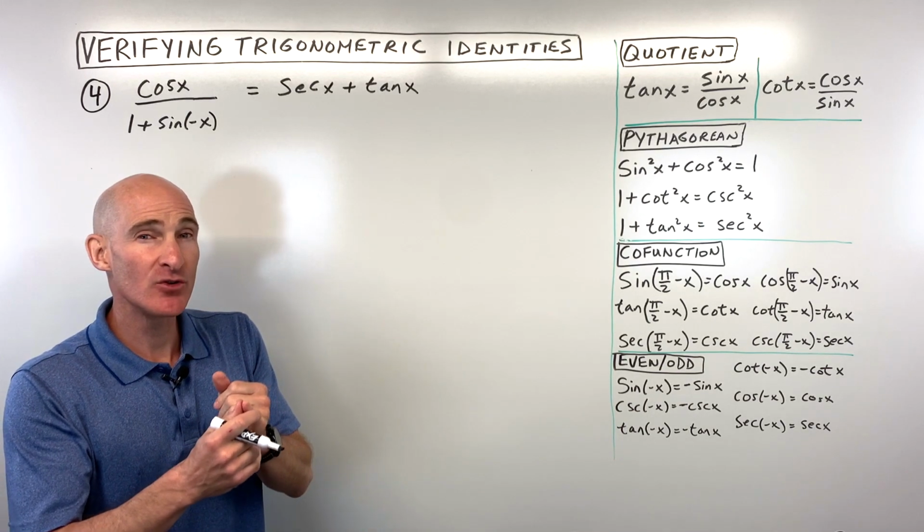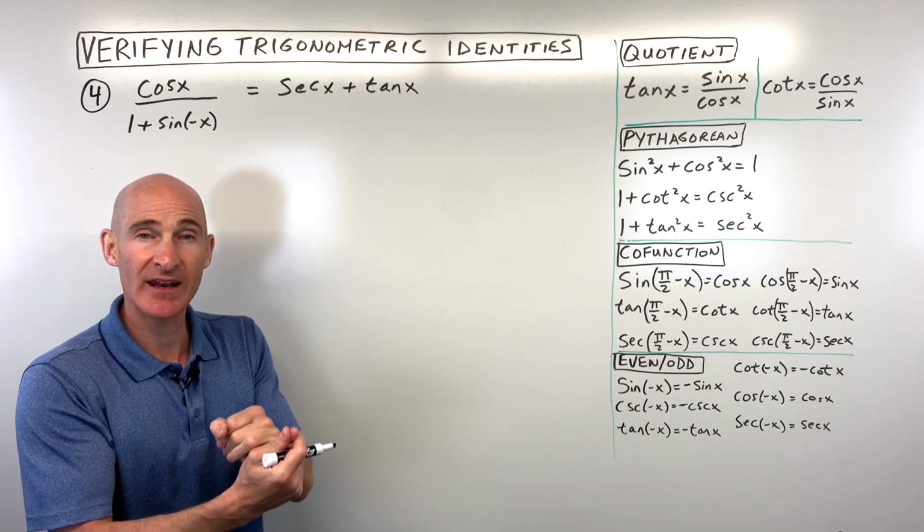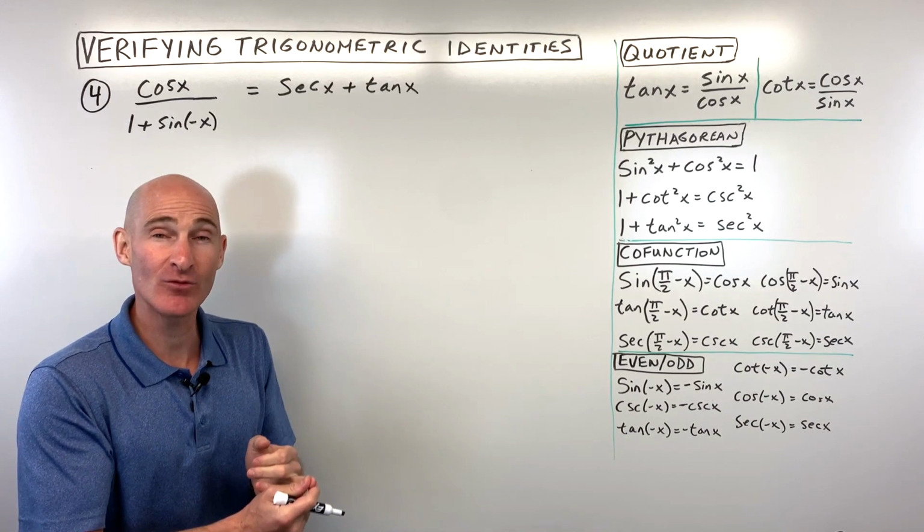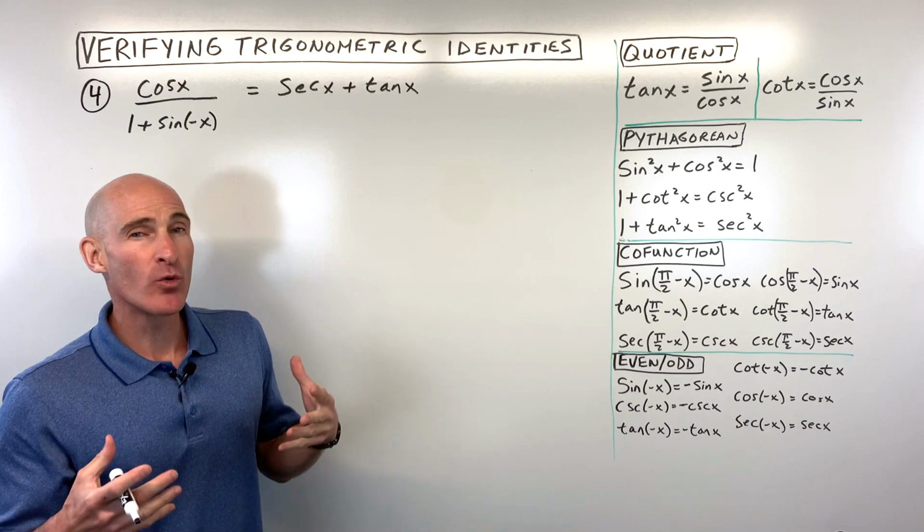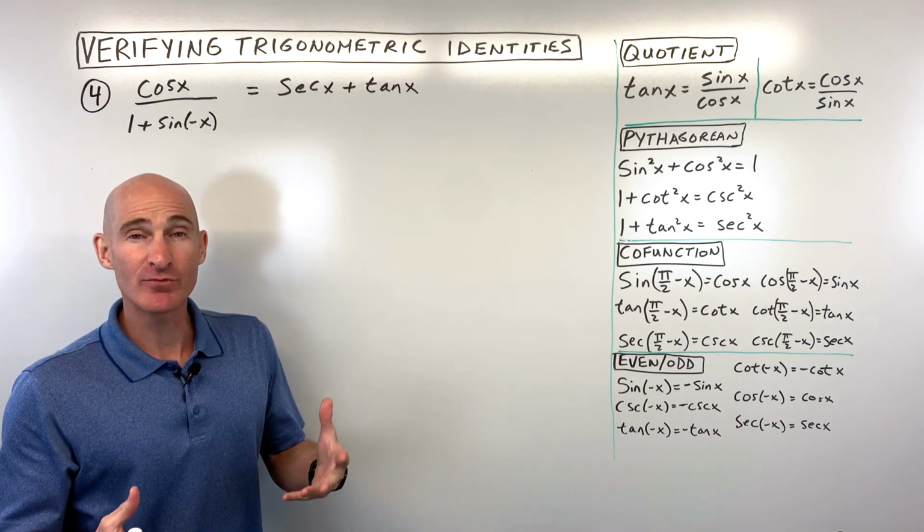Okay, so you've already seen me do getting common denominators. We did that in Algebra 1, right? You saw me do factoring. We did that in Algebra 1, right? So we're just doing basically algebra with trig functions.